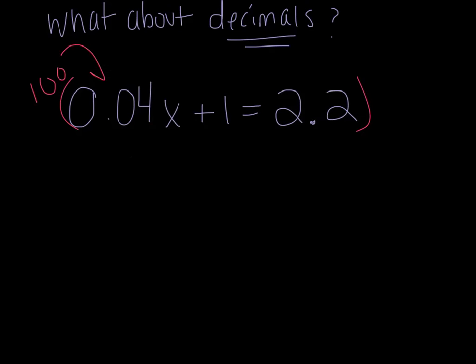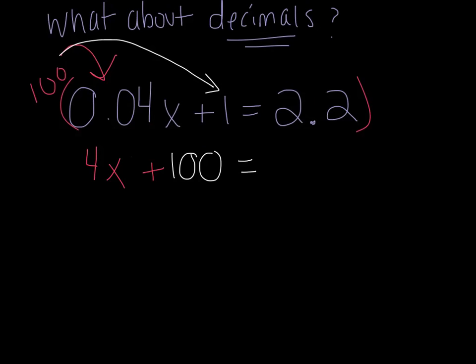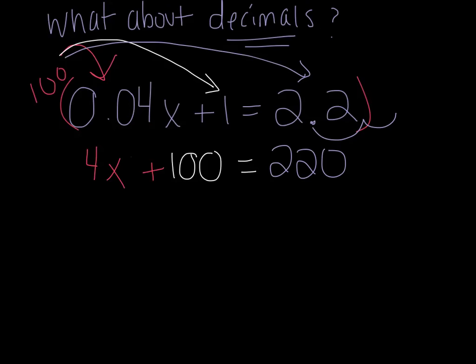So we have 100 times 4 hundredths, which is just 4x, plus 100 times 1. Don't forget to multiply that 1. That's a common error people make. And then 100 times 2.2, which again, you move your decimal 2 places over and you get 220.